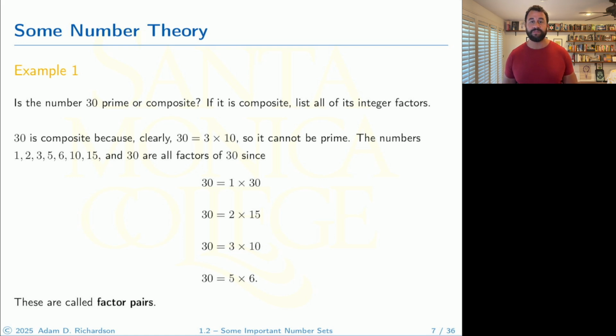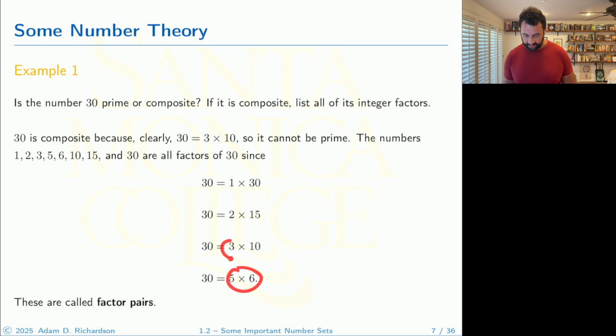Now, there's a bunch of factors of this number: 1, 2, 3, 5, 6, 10, 15, 30. All of these numbers divide the number 30. They're all factors of 30, and they're all factors because, for example, you can write 30 as 1 times 30, or 2 times 15, or 3 times 10, or 5 times 6. Here's four different ways of factoring the number 30.